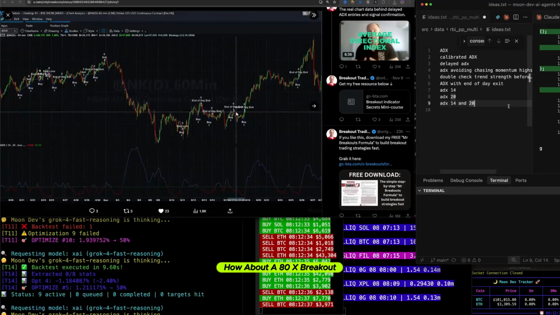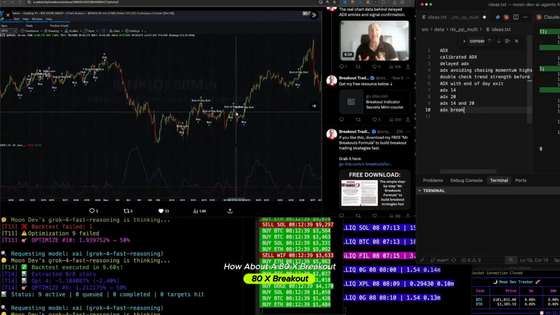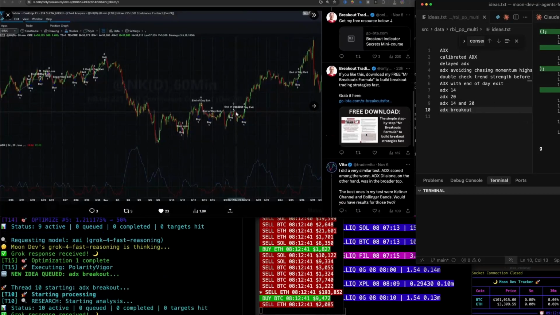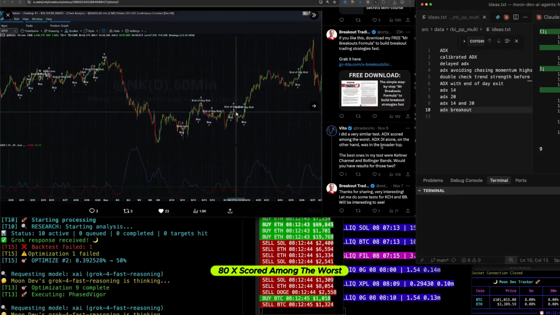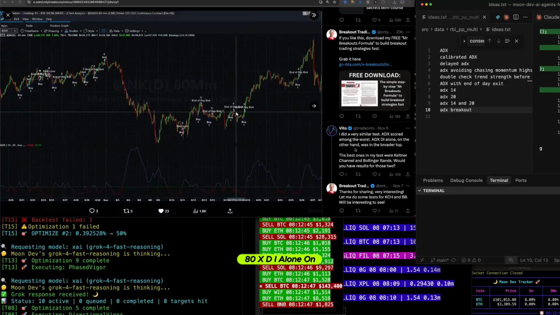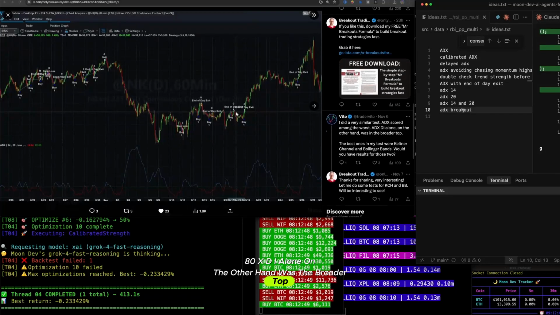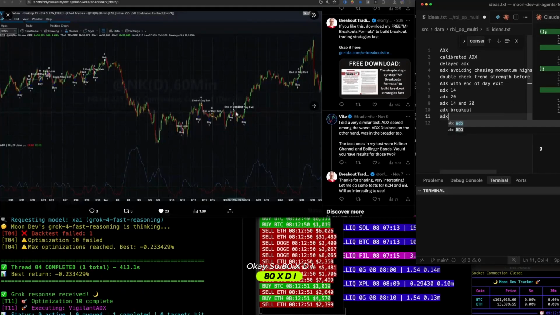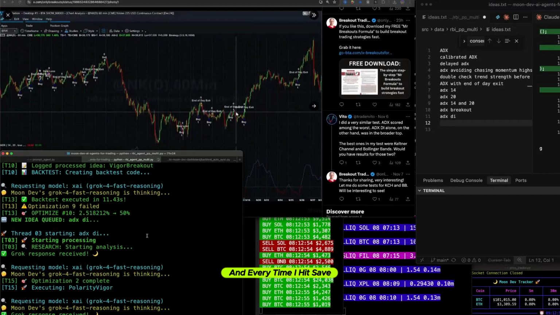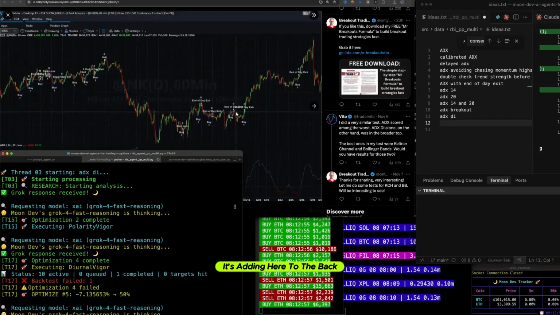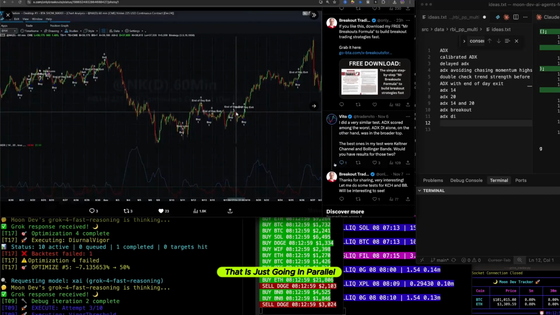How about an ADX breakout? I did a very similar test. ADX scored among the worst. ADX DI alone, on the other hand, was the broader top. Okay, so ADX DI. And every time I hit save, it's adding here to the backtest swarm that is just going in parallel.